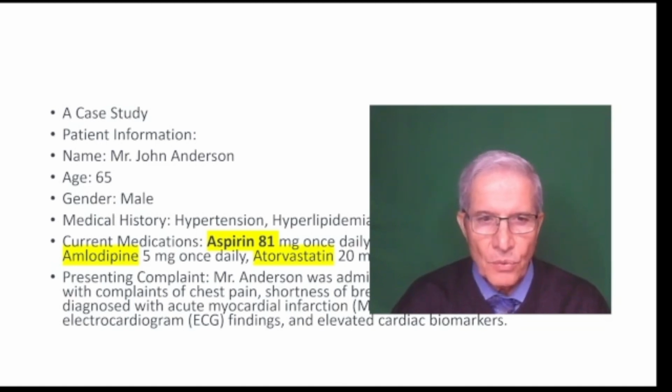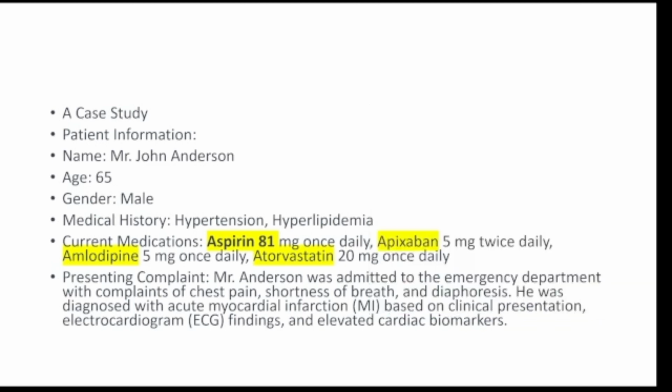As you can see here, we have a case study of a 65-year-old male with a history of hypertension and hyperlipidemia. This patient's current medications include aspirin 81 mg, apixaban 5 mg twice daily, amlodipine 5 mg once daily, and atorvastatin 20 mg once daily. The patient was admitted to the emergency department, suffering from chest pain, shortness of breath, and diaphoresis, and was diagnosed with acute myocardial infarction.